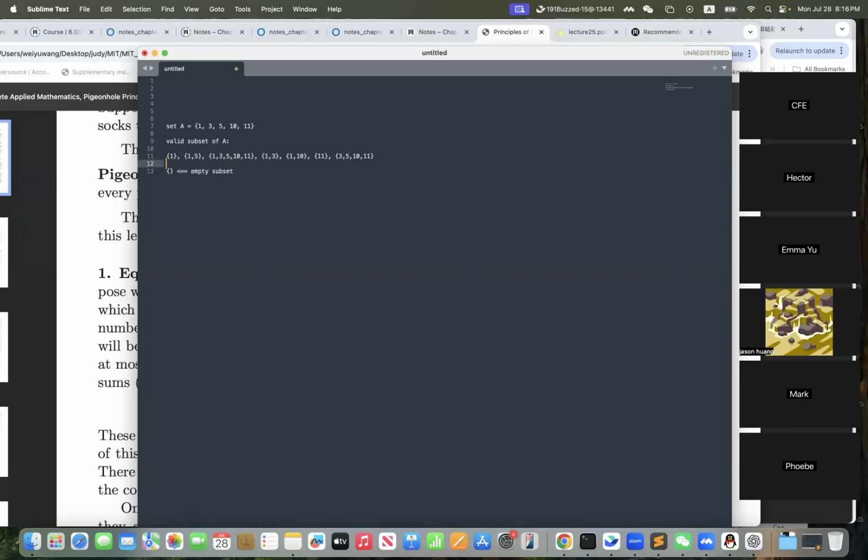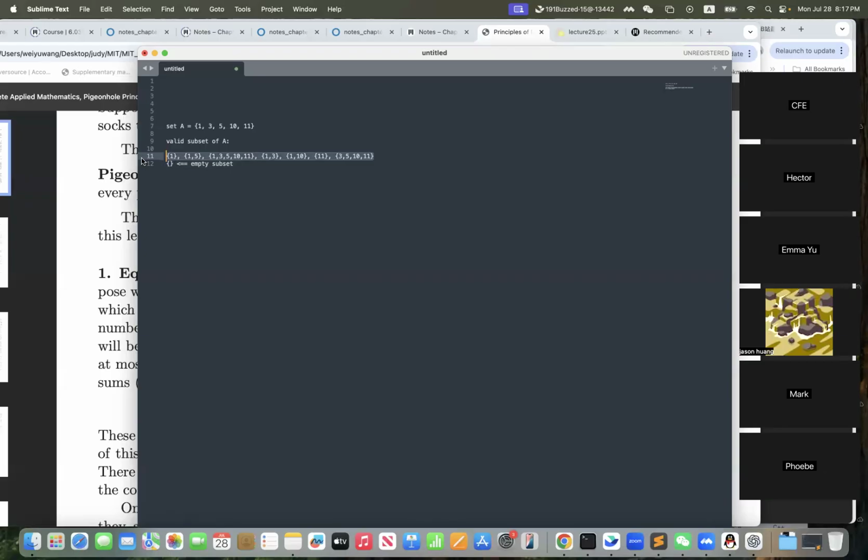Can anyone guess a number? Let's actually include the empty subset, so make this also count. Then how many different valid subsets are there for set A? You see, these are all valid subsets. What is the total number? There are also tons of subsets that we haven't written yet, like 3, 5, 10, like 3, 5, 11, 1, 3, 5, 1, 3, 10, 1, 3, 11. A lot of them exist. So what's the total number?